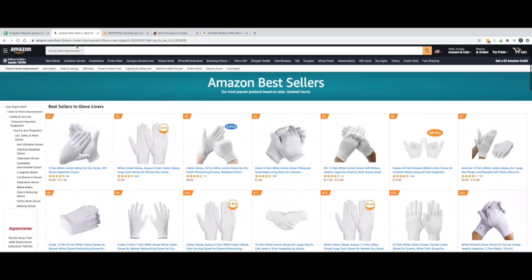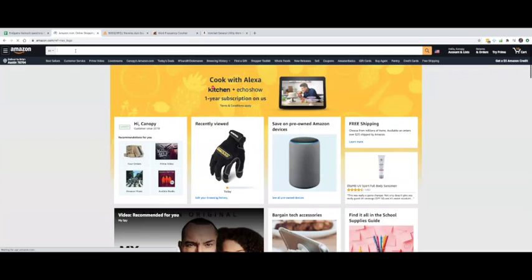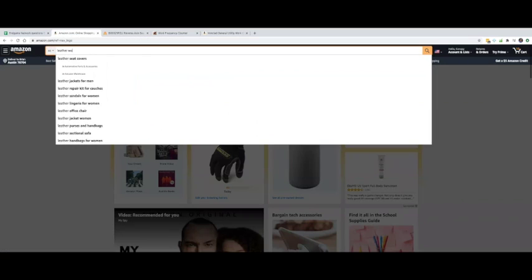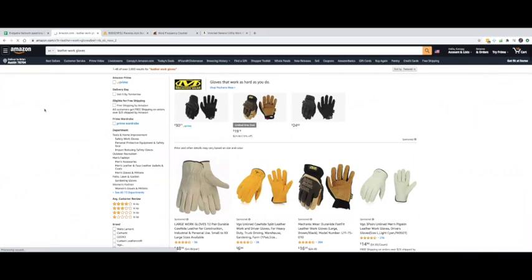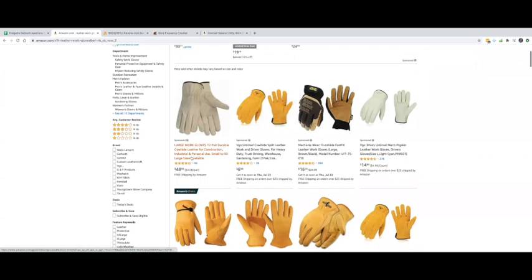All right, so let me do leather work glove. Okay, so in keyword search results here, the ad type showing up at the top is a headline ad. This is for sponsored brand ads. So this top one is a sponsored brand ad, okay? These next 4 are sponsored product ads, okay?